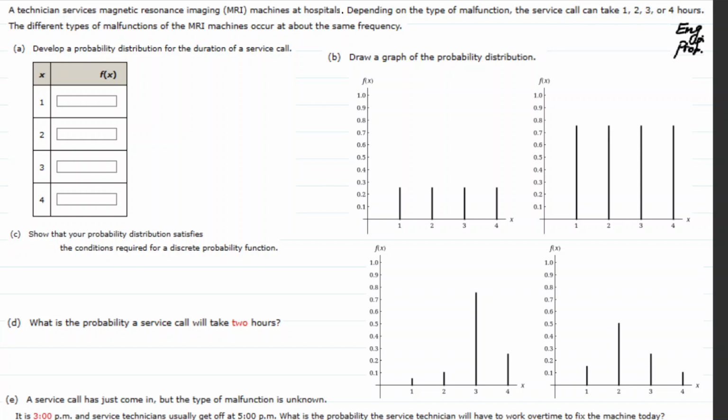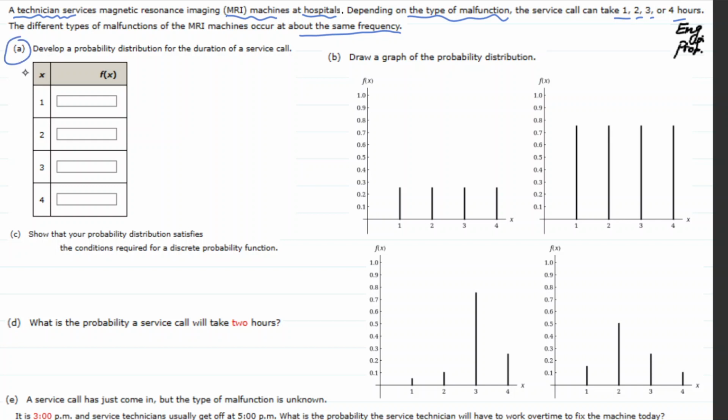Discrete probability distribution and its applications are illustrated in this example. An MRI technician is servicing MRI machines at a hospital. Depending on the type of malfunction, a service call or repair can take 1, 2, 3, or 4 hours. Different types of malfunctions of the MRI machine occur at about the same frequency, so they have the same likelihood.